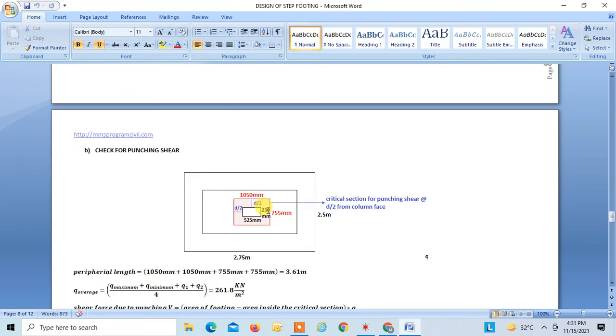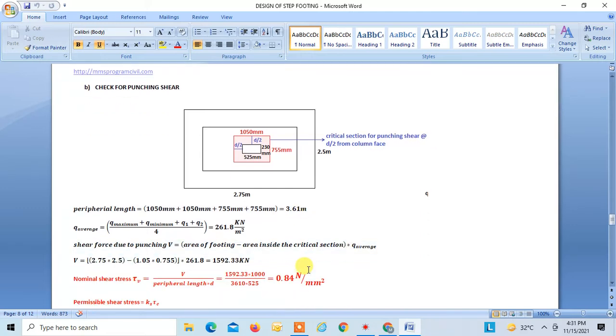Now the next check is the check for the punching shear stress. So this is our footing. This is the critical section for the punching shear stress at a distance d by 2. So the periphery length of the critical section is found to be 3.61 meters. Now we have to find average q, because we have to find the shear force due to the punching shear stress which this critical section has to resist, right? So for finding that we need a q average.